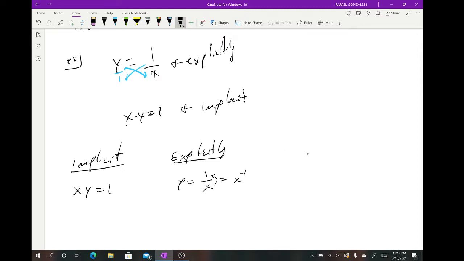And then when we take the derivative of this, we know that dy dx, the derivative of y with respect to x, is equal to minus x to the minus 2. Because remember, we bring down the minus 1 to the front, and then we take away 1. Minus 1 minus 1 is minus 2, and then minus 1 times x is minus x. So this is just simply negative 1 over x squared.